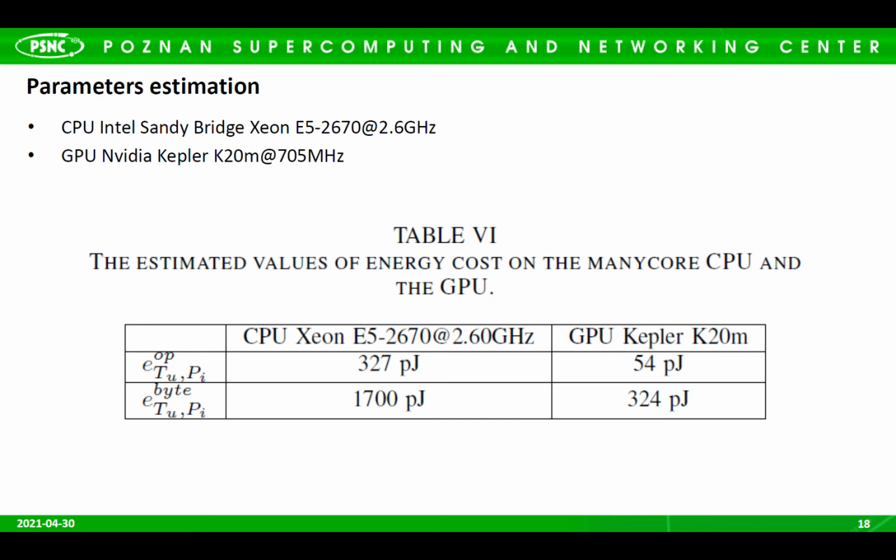And in this table we show the estimated values of energy cost for double precision floating point operations and the transfer of a single byte of data in our stencil code. The floating point operation is about 6 times more expensive on CPU than on GPU, and the cost to transfer a single byte of data is about 5 times larger on CPU compared to GPU.